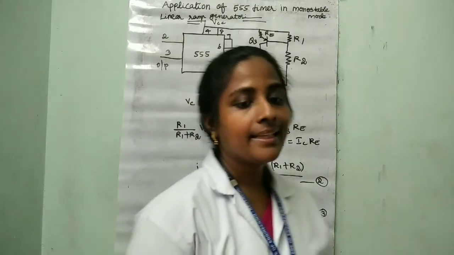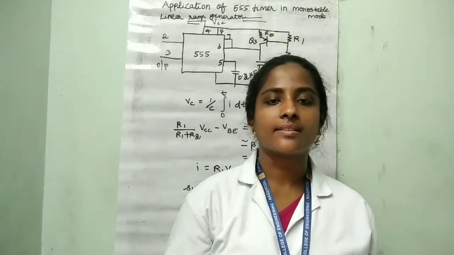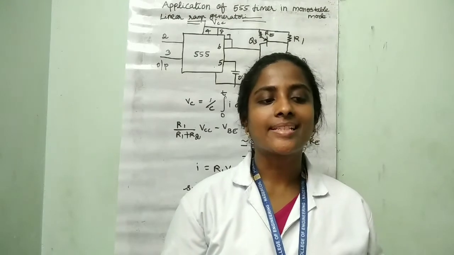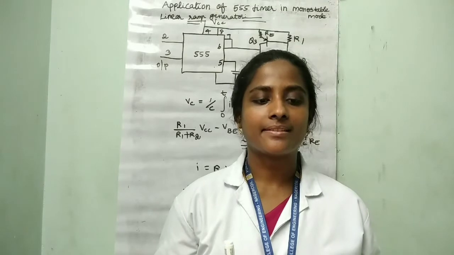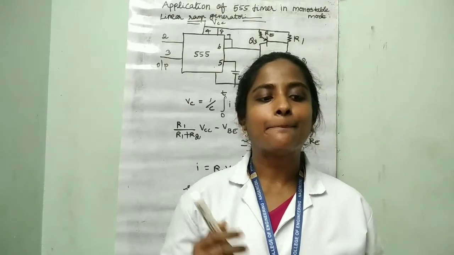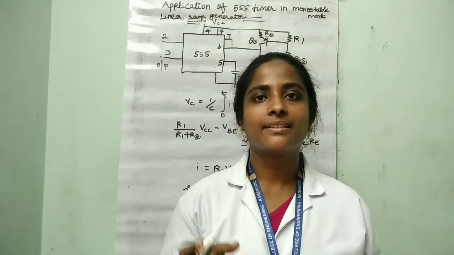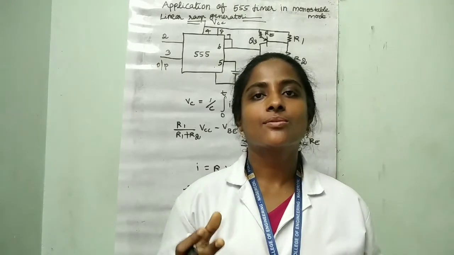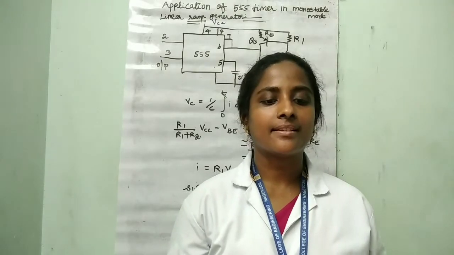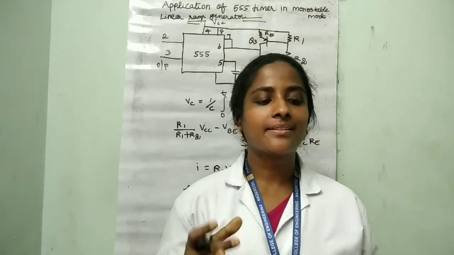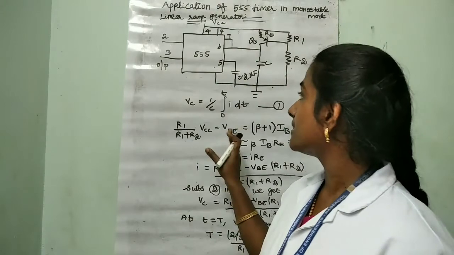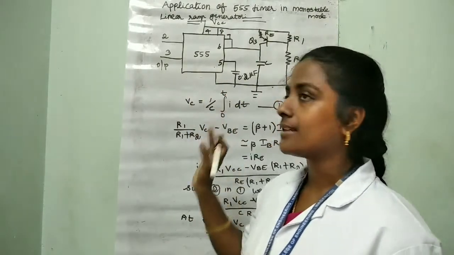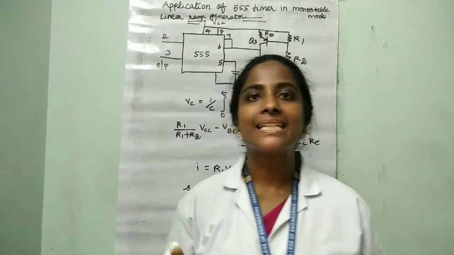Here the capacitor discharges as soon as it reaches the voltage 2/3 VCC, which is the threshold of the upper comparator in the circuit. The capacitor voltage remains 0 till another trigger is applied. So this is about the linear ramp generator. That's all. Thank you.